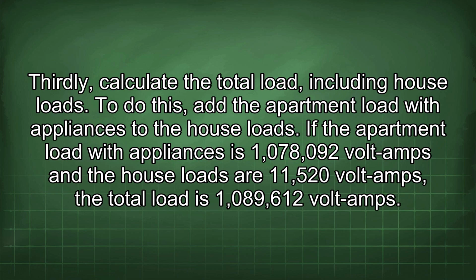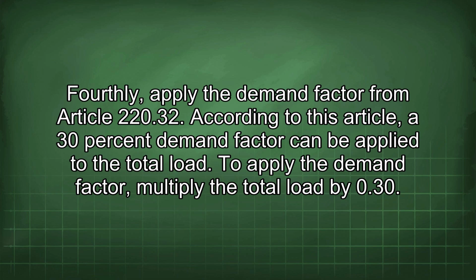Thirdly, calculate the total load, including house loads. To do this, add the apartment load with appliances to the house loads. If the apartment load with appliances is 1,078,092 volt-amps and the house loads are 11,520 volt-amps, the total load is 1,089,612 volt-amps.